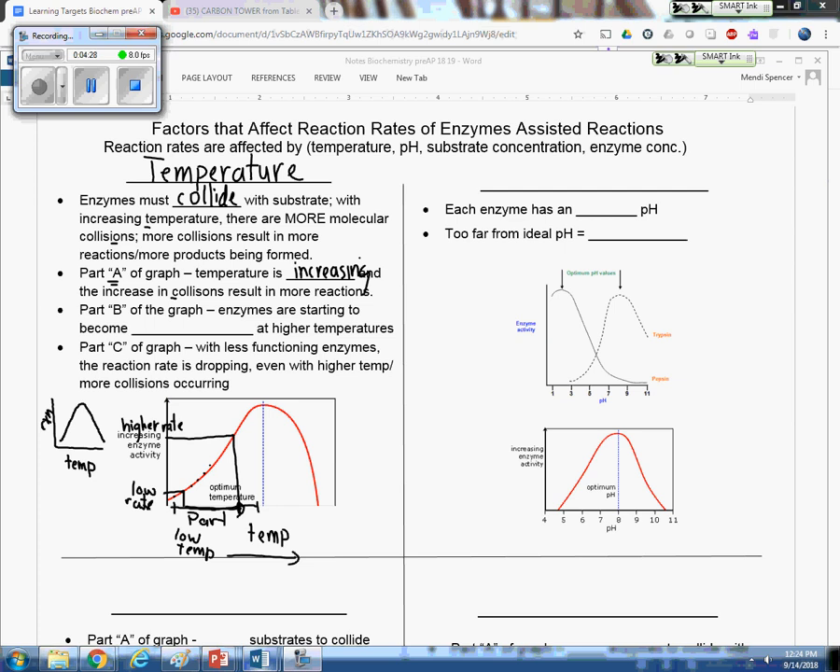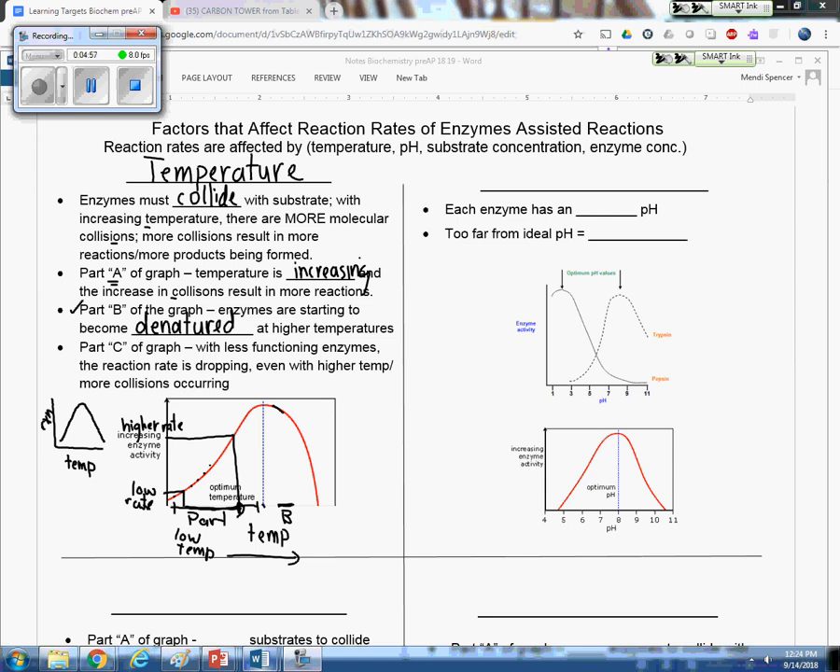Now, part B kind of happens right here. So this is what I'm referring to as part B of the graph. What is happening is we're seeing our red line has reached its max, but it's starting to come down. The reason why this is happening is not because the molecules are slowing down, it's because those enzymes are starting to become denatured. They have gotten too hot.